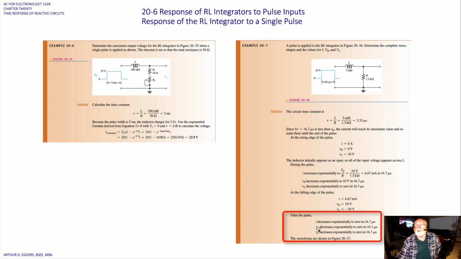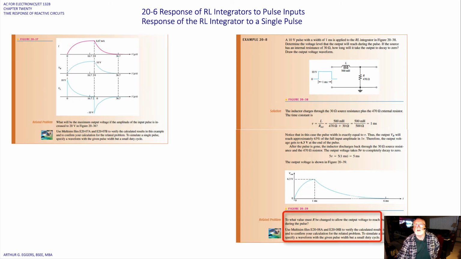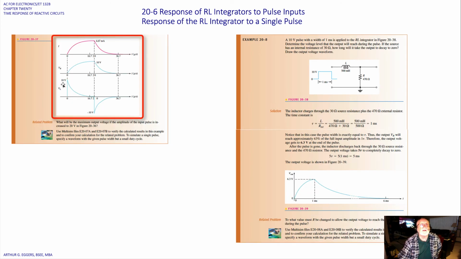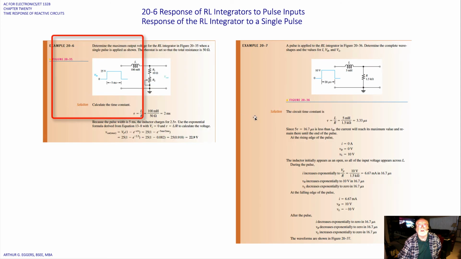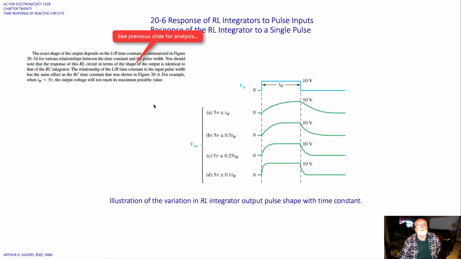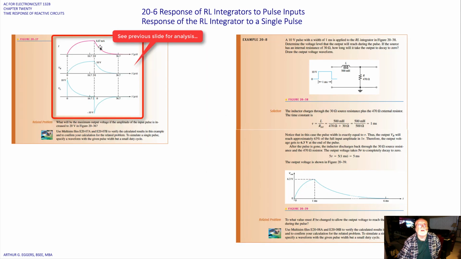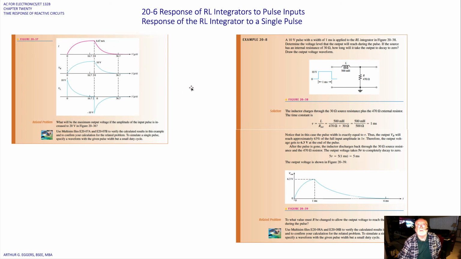The voltage across the resistor decreases exponentially to 0 in that time frame, and across the inductor it increases exponentially to 0 in 16.7 microseconds. Okay, and you can see that in the waveforms here. So run through this step-by-step relationship, compare it to the waveforms as we see it develop here.